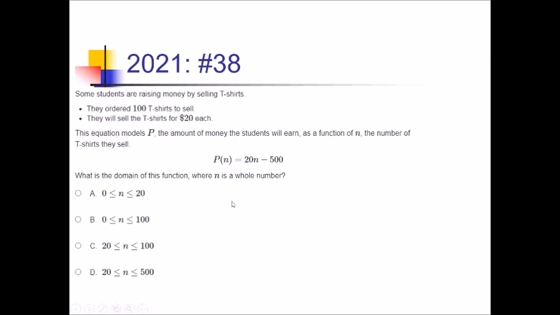So basically we're asking, if you start plugging in different n values, different numbers of t-shirts sold, what's the lower limit on those, what's the upper limit on those? What's the least number of t-shirts we could sell? Well, we could sell 0 t-shirts if we were really bad at selling these things. We can't sell less than 0. So 0 is the bottom level of how many t-shirts we can sell.